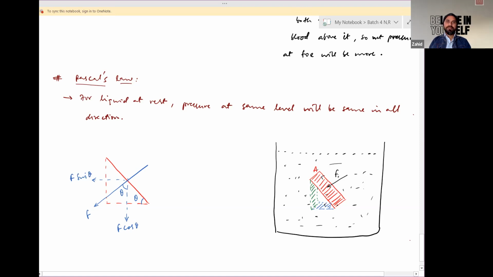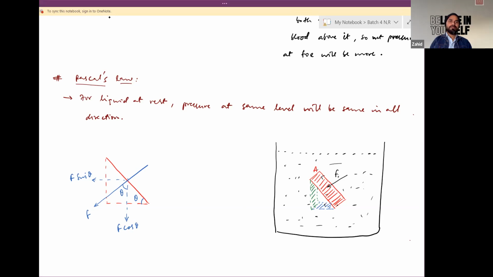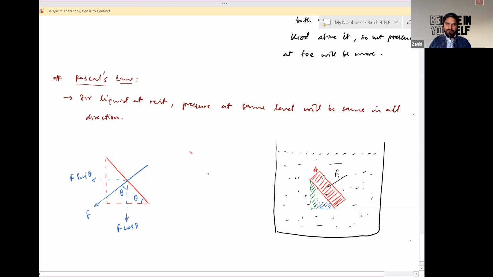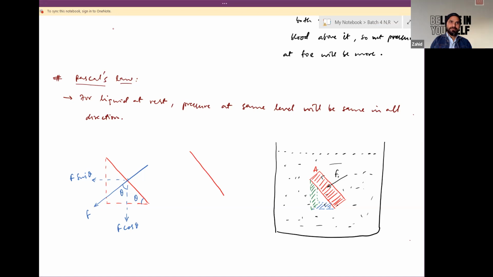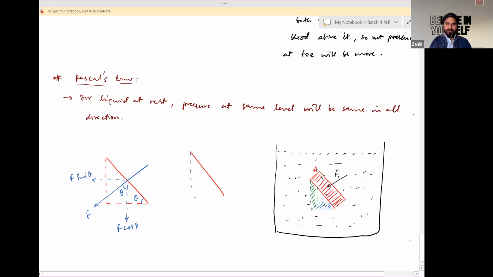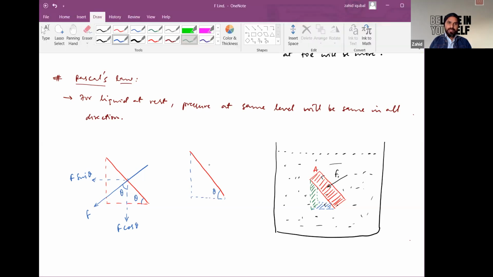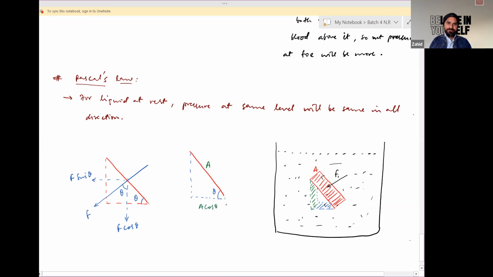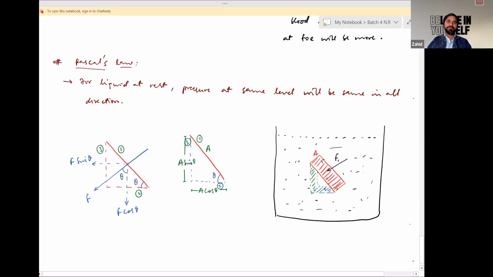Is it clear? Yes, sir. Similarly, we can resolve the component of area as well for different directions. Having area A, along this direction the component of area will be A cos theta, and the component of area along this direction will be A sin theta. Let's say this is surface 1, this is surface 2, and this is surface 3. Surface 1 has area A, surface 2 has area A cos theta, and surface 3 has area A sin theta. Is it clear? Yes, sir.